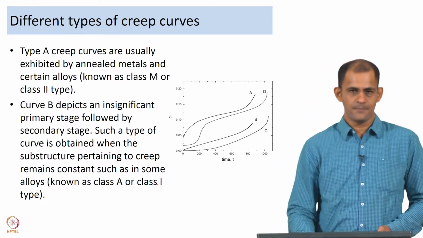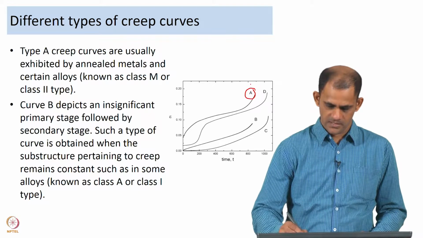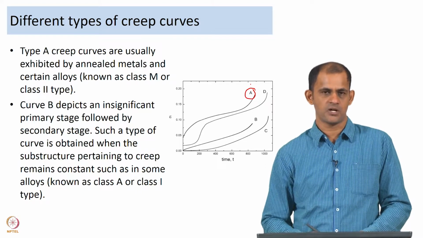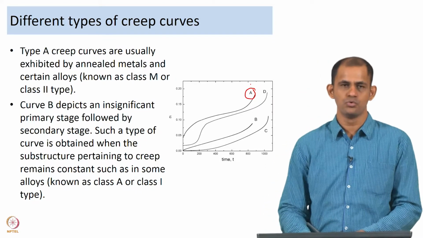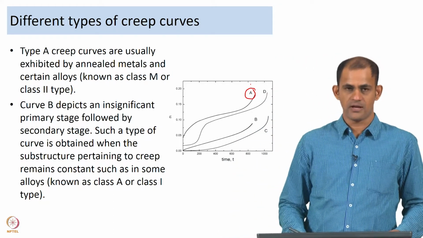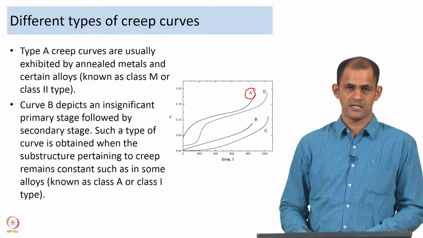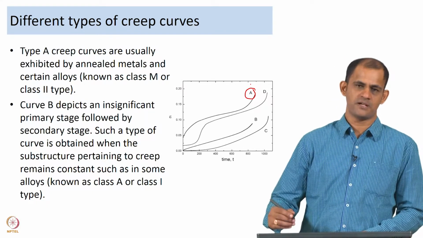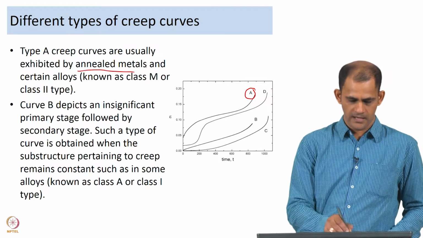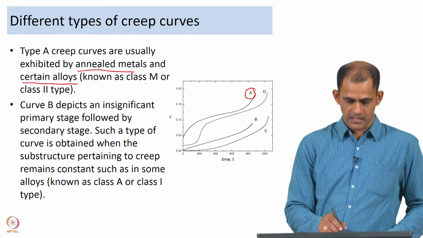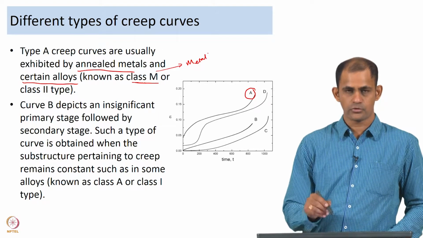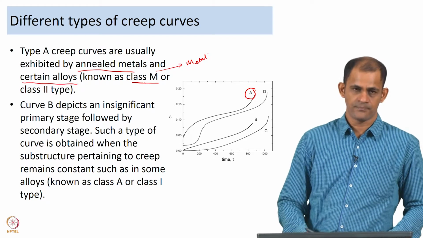So, for example, type A curves, this curve, is how a regular creep curve looks, and is usually exhibited by annealed metals and certain alloys known as class M or class 2 type of alloys. This is a typical creep curve where you have an instantaneous strain, then a primary creep, then a steady state creep range followed by tertiary creep and failure. This type of creep curve is generally exhibited by annealed metals and certain alloys known as class M alloys. Class M means metal type of alloy. We are going to talk about this in the coming portions.